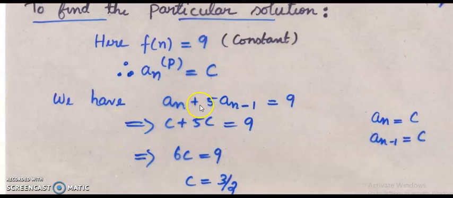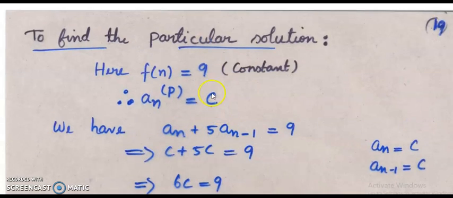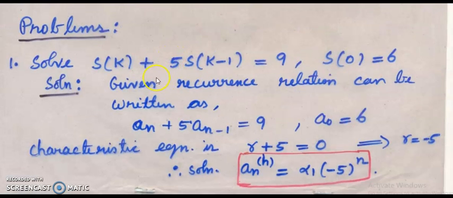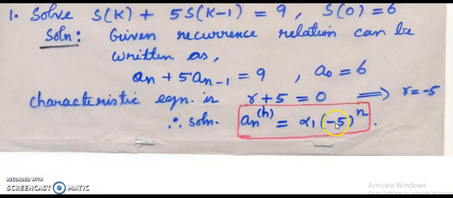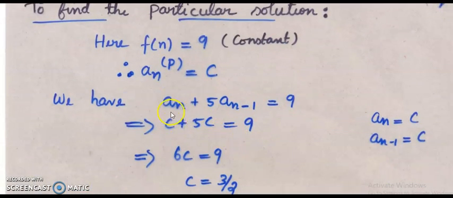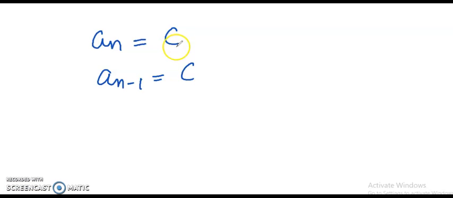Now we take the given recurrence relation. What is the given recurrence relation? a_n + 5a_{n-1} = 9, where a_0 = 6. Taking a_n as c, what will a_{n-1} be? That is also c, because a constant will not change, right? There is no n term to replace. So if a_n is constant, then a_{n-1} is also a constant.